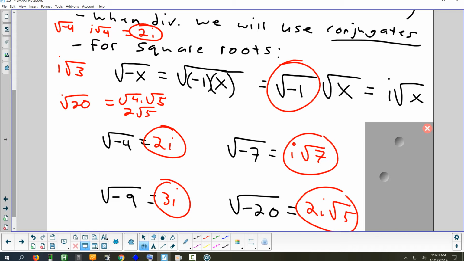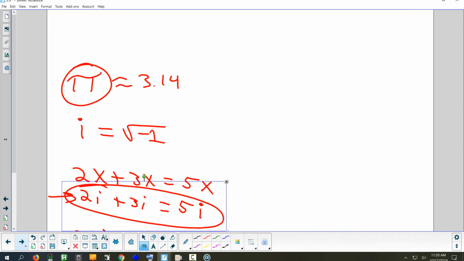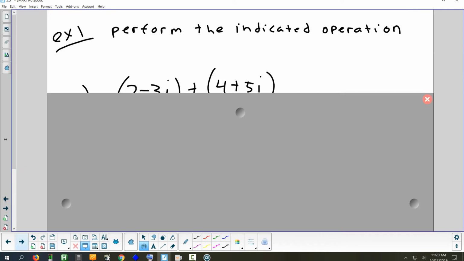Okay, so we might see a couple problems with square roots come up, and that's how you handle square roots. Okay, so now let's look at how we add complex numbers.